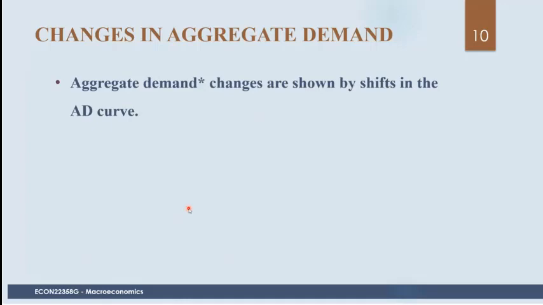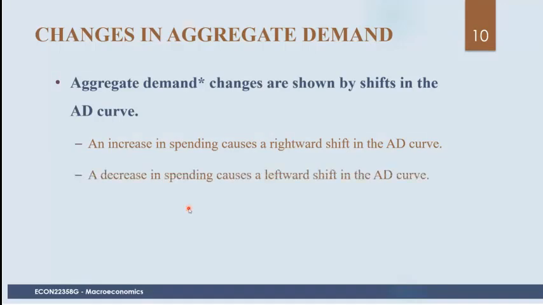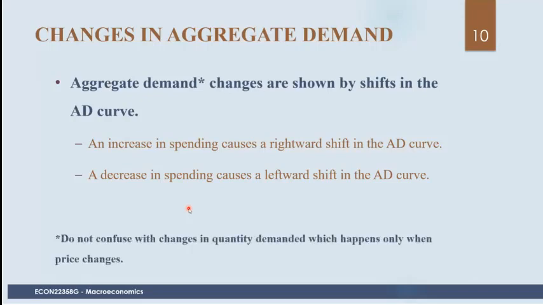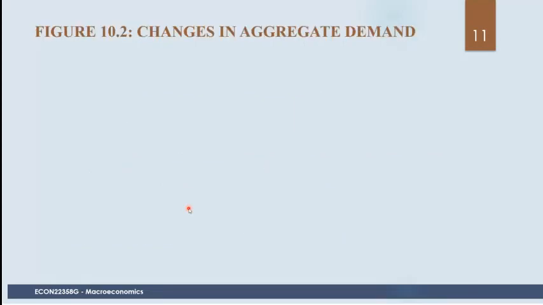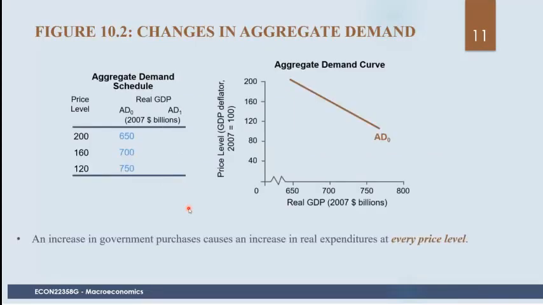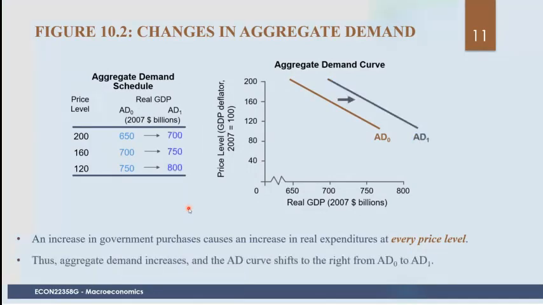So aggregate demand changes are shown by shifts in the aggregate demand curve. An increase in spending causes a rightward shift in the aggregate demand curve. A decrease in spending causes a leftward shift. Do not confuse this with changes in quantity demanded, which happens only when price changes. So suppose there's an increase in government purchases, and that causes an increase in real expenditures at every price level. We're going to say that the aggregate demand curve shifts to the right.